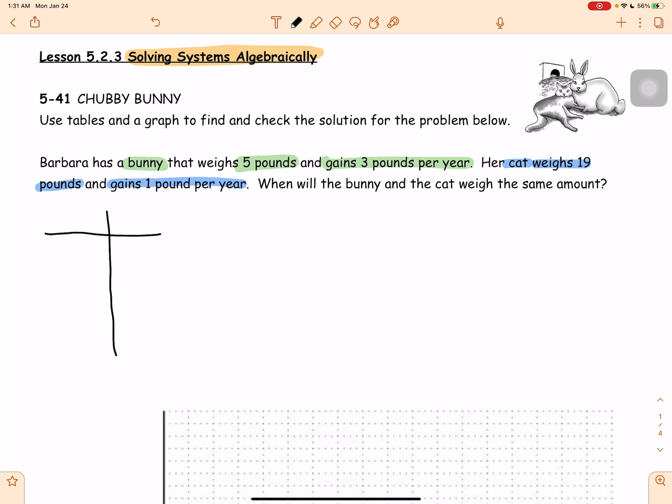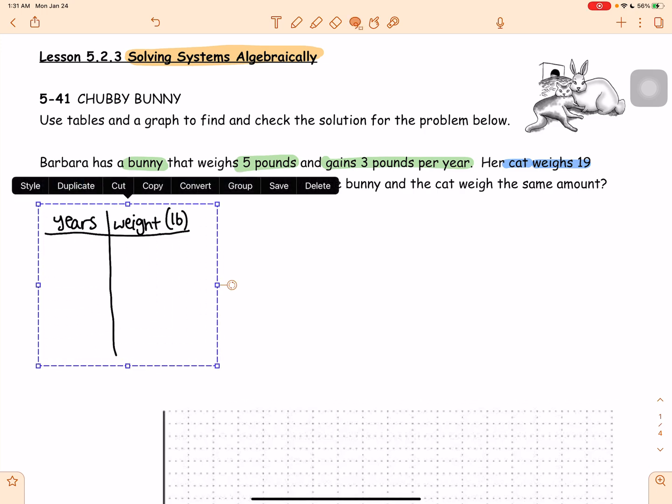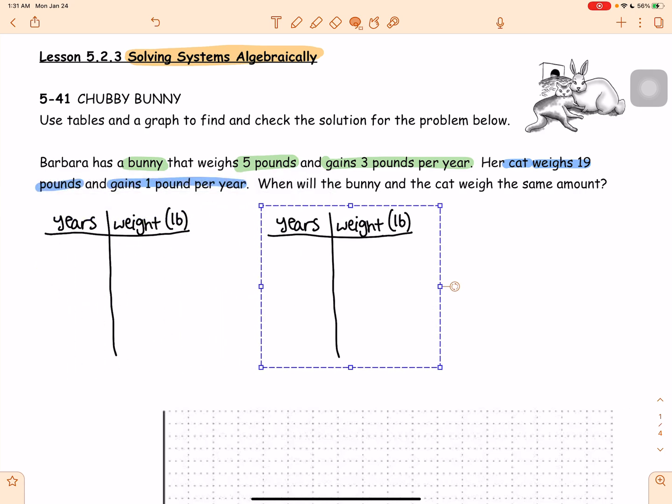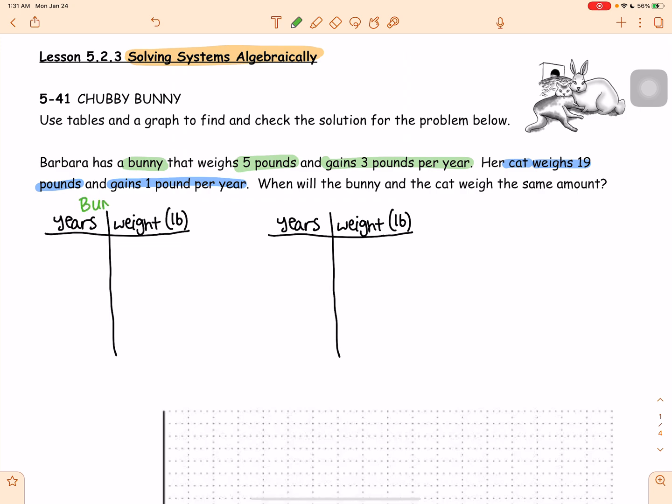And the table needs to represent the years, how many years have passed, and the weight. And this weight is in pounds, so LB is the shorthand for pounds. Okay, and you want to write down 2 of these, so I'm just going to copy mine. All right, and one is for the bunny, and the other one is for the cat.